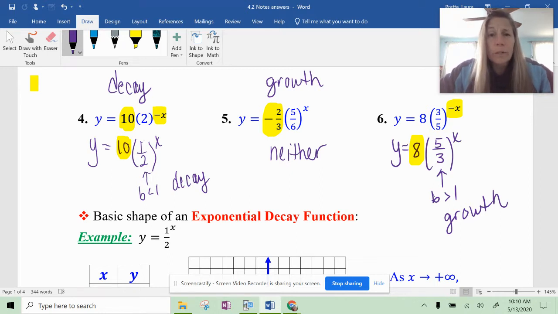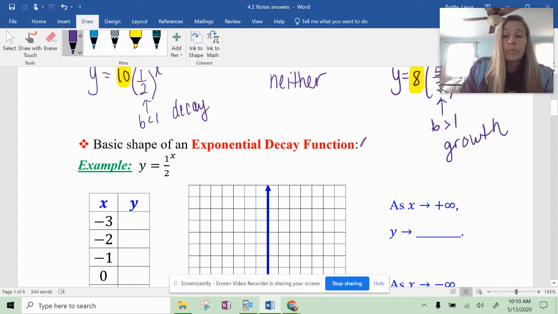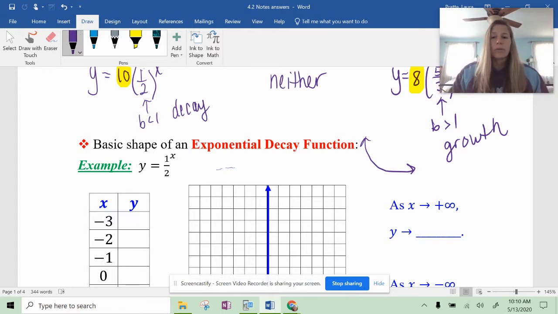So hopefully you can understand the difference between the two. You basically just have to see if it is a growth factor or a decay factor based on that B value being greater than 1 or less than 1. And of course, you have to make sure you're checking those A values to make sure that they're always positive. The basic shape of an exponential decay function is going to be decreasing. Growth, I showed you at the top of the notes, starts out with a nearly level line and then goes up, but the decay function just goes down. Notice that neither one of them touches the asymptote; they stay above it.